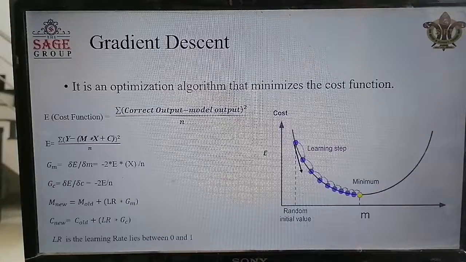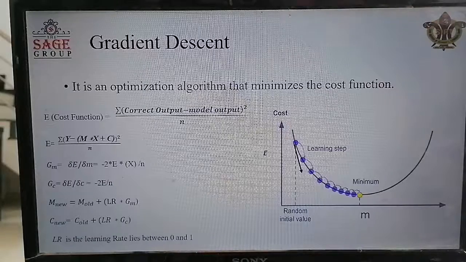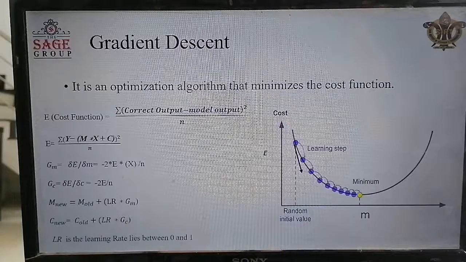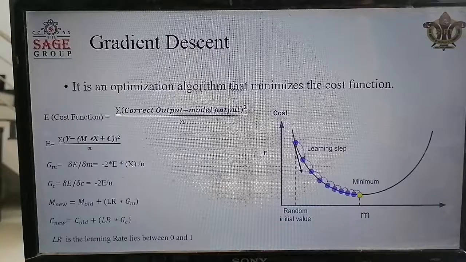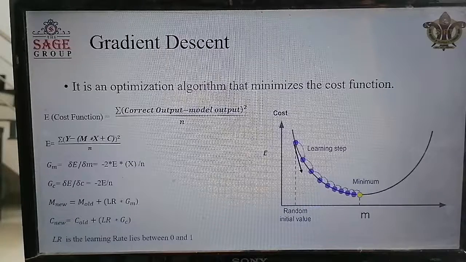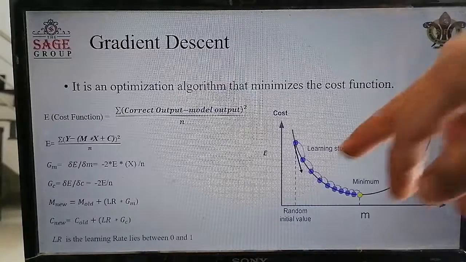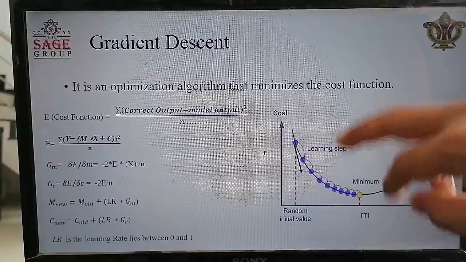Now, how do we reach the bottom of this valley? This is the problem. To reach the bottom of the valley, we take the differentiation of the cost function E with respect to the model parameter m. The derivative of this cost function will return a tangent, and if we follow the direction of this tangent for the movement in the valley, then iteratively we can reach this point.